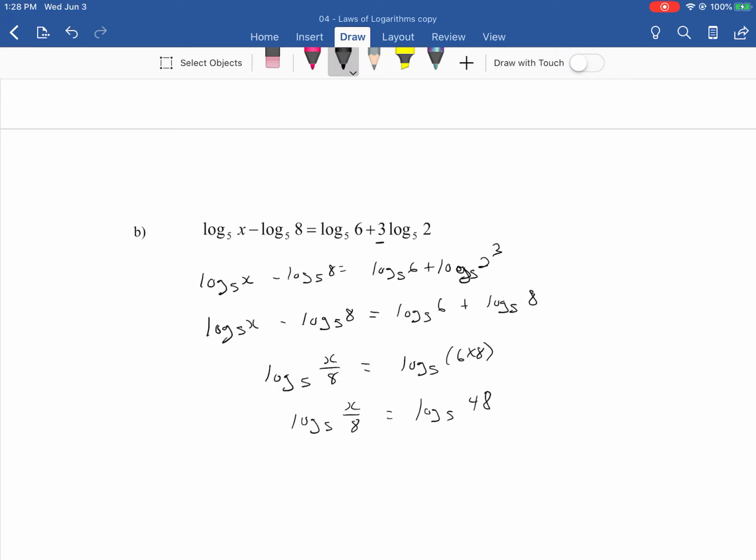And again, because I've expressed them both as a single log, it's such a great move. Now they're both log base 5, so the logs are equal on both sides. The base of 5 is equal on both sides, so all I need is for the insides to be equal. I need x over 8 to be 48. I can solve that pretty easily. 48 times 8 is 384.